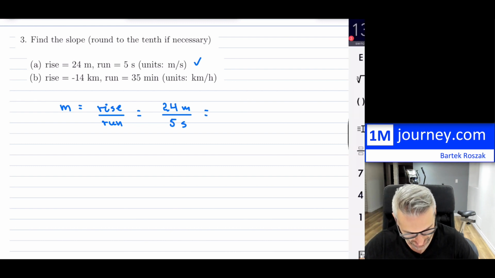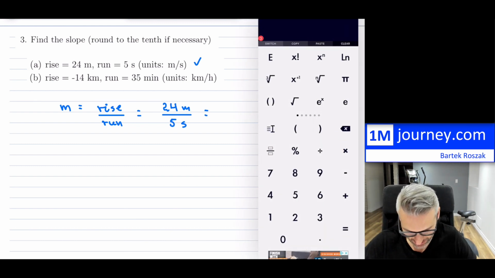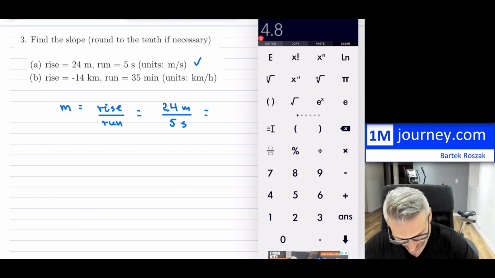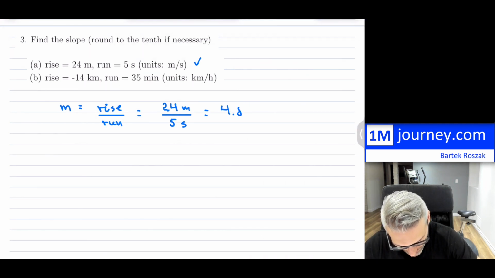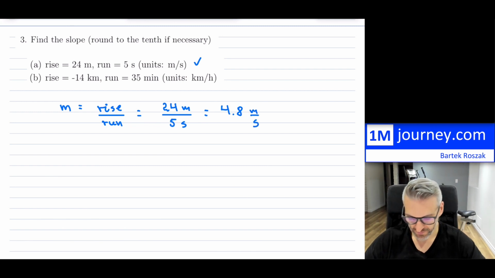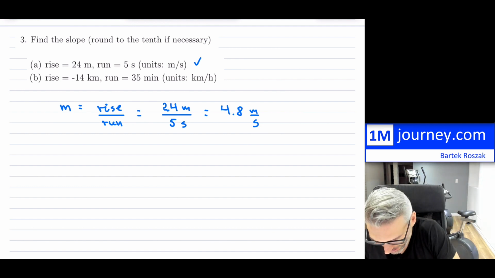So now you can take this out. Rounding to the 10th, 24 divided by 5 is 4.8. So that's already to the 10th. Okay, so there you go. Now, notice this is meters, seconds. There's no directions or anything like that. So this just looks like it's some kind of a speed. All right, so that would have been for part A.